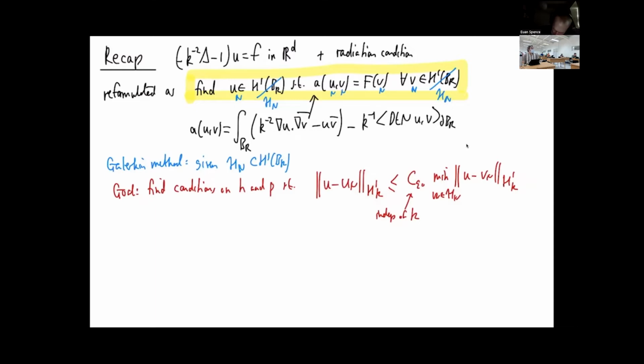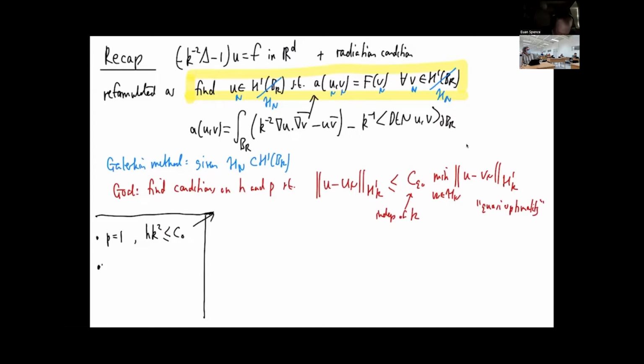Yeah, and remember this was quasi-optimality. Optimality up to this constant C_QO. And what I said is that there are two sharp results that in fact we're going to prove. When p is 1, the condition hk squared sufficiently small ensures this. So k-independent quasi-optimality, but then, so that's one case.